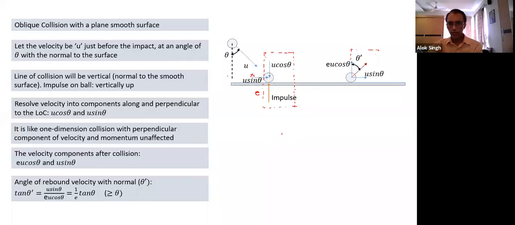If I draw this, suppose it strikes at a certain angle theta here. If it is an elastic collision, it would have rebounded like this, along the same direction. But if it is not perfectly elastic, it will rebound something like this. This theta dash will be greater than this theta here. And the relationship is tan theta dash equals 1 by e into tan theta.